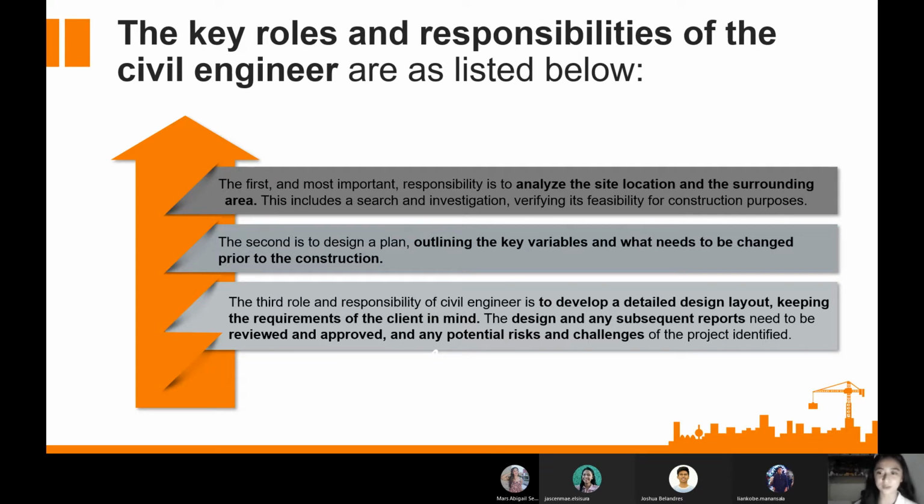The design and any subsequent reports need to be reviewed and approved, and any potential risk and challenges of the project identified. So, dito sa third role and responsibility of civil engineers, they should follow the proper flow upon doing a project. They should first meet the requirements of the clients. Next is upon doing the project itself, kailangan may mga building permits silang aasikasuhin or any permits that the government requires.